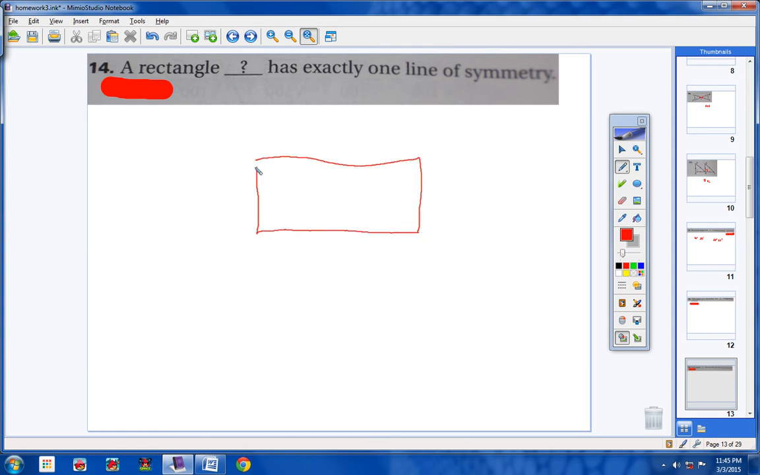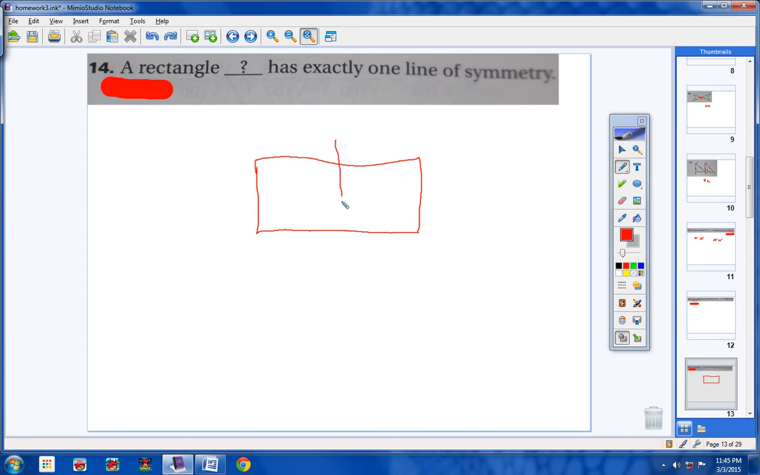I can draw a line here. That's a line of symmetry. I can draw a line here. That's a line of symmetry. A line of symmetry is a line that you can draw, and if you folded this shape right in that line, this part here would fall right on top of that part there. And that's true.